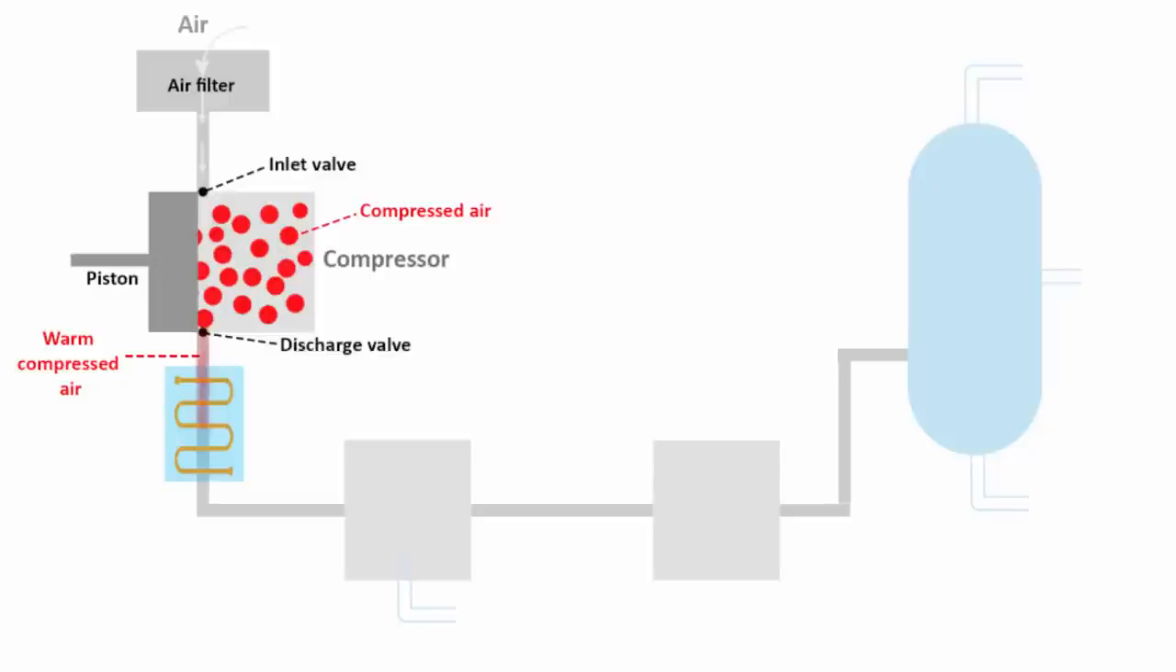Now this warm compressed air needs to be cooled. For that, it is passed through a freezing unit. And that is done with the help of liquid nitrogen. Liquid nitrogen is very cold. It can freeze anything instantly.